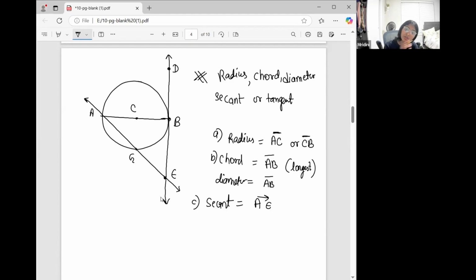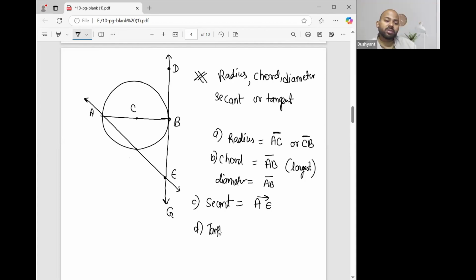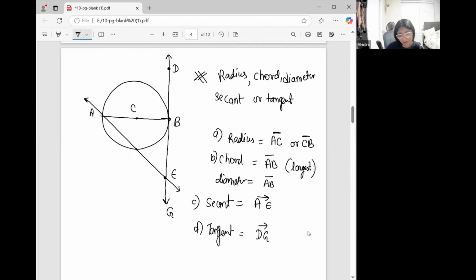Let's take G here. So D and G, so the tangent will be my DG. DG, my bad. Correct.